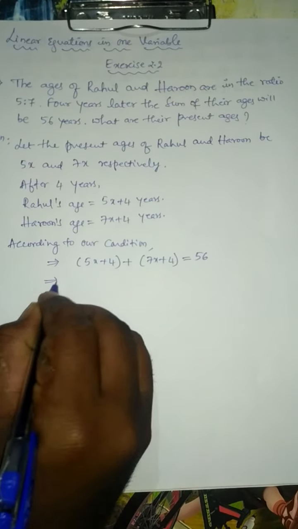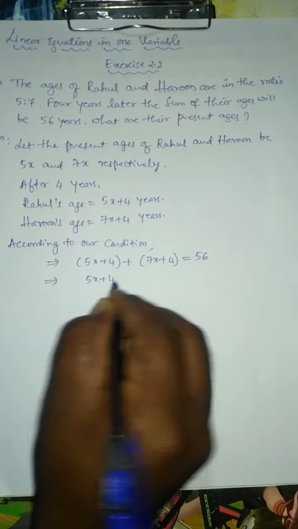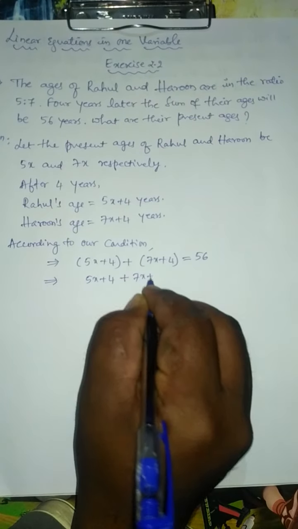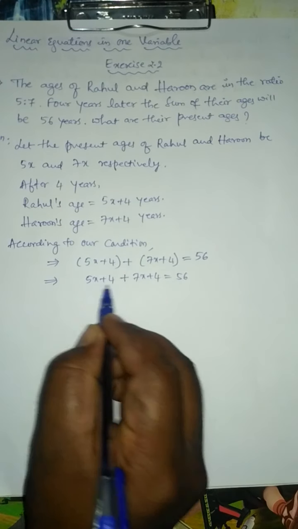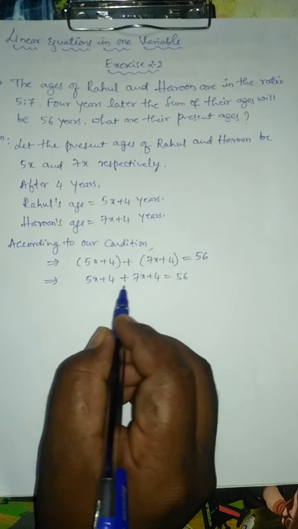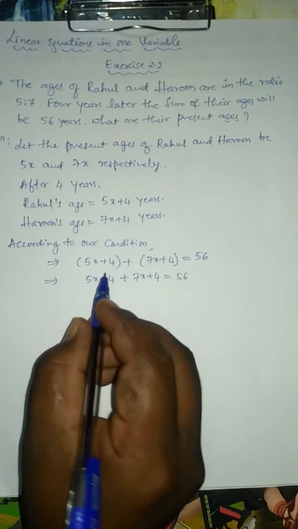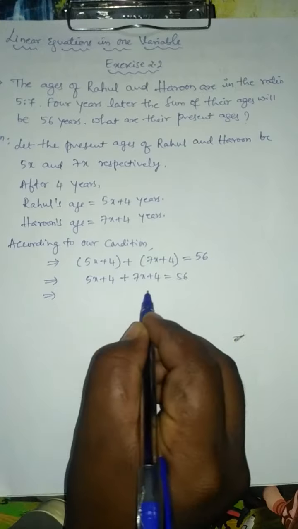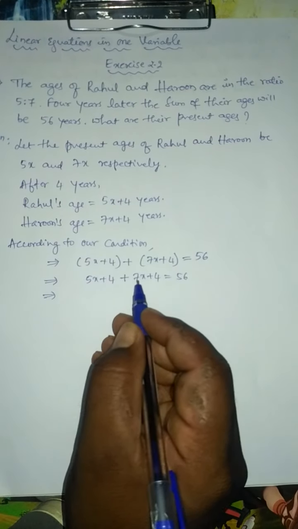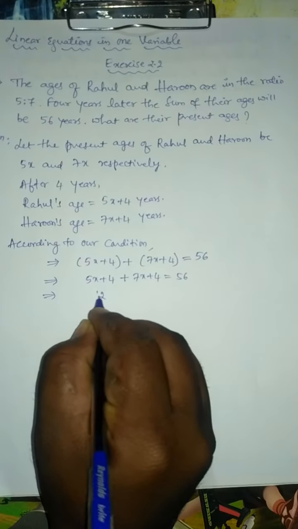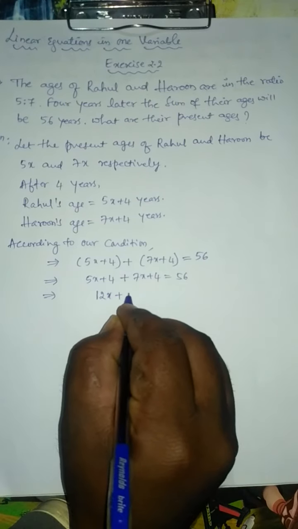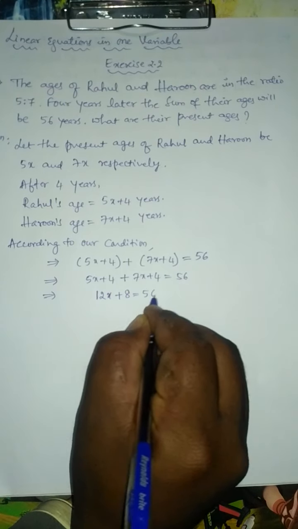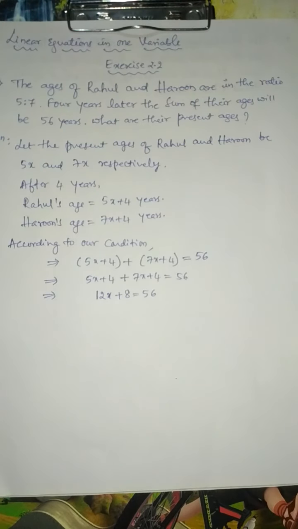Now we have to simplify this. 5x plus 4 plus 7x plus 4 is equal to 56. Now we have to add the variable part together and the constant part together. 5x plus 7x, if you add both, is 12x. Then 4 plus 4 is 8. So this is equal to 56. Now we got a linear equation in one variable.